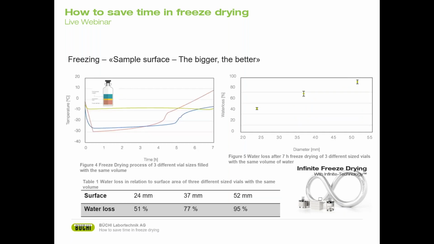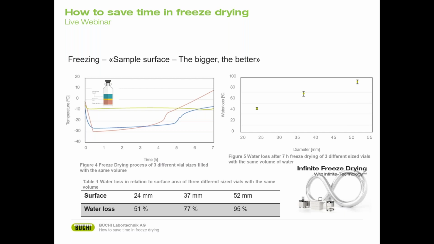Here we have done the same for a vial. We put 3 vials, all containing the same amount of an aqueous PVA solution, but with different diameters. So the green line is a diameter of 24 millimeter and a fill height of 330, blue 37 millimeter and 150 millimeter fill height, and the red is 52 millimeter and 76.